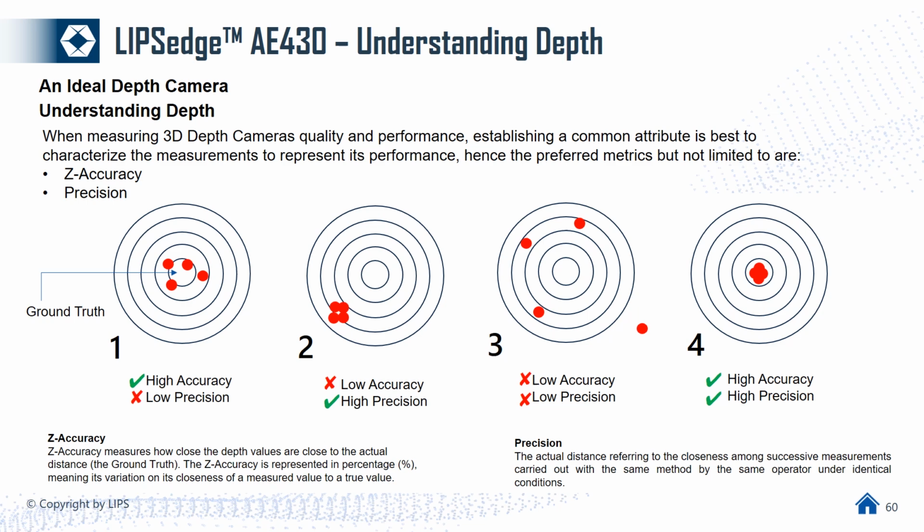As can be seen from the 4 target charts, the first one shows a high accuracy and low precision. The targeted measurements are close to the ground truth, but each distance to the ground truth is not close enough, giving the image low precision.